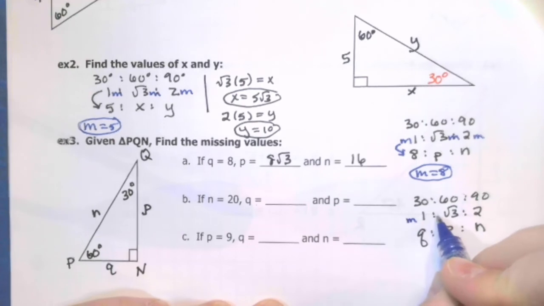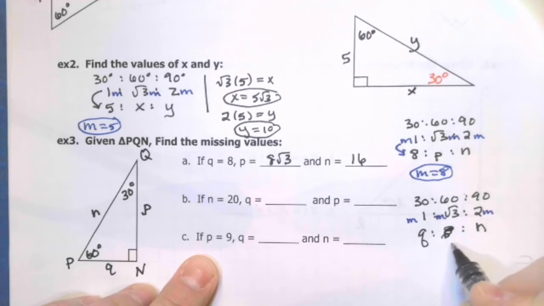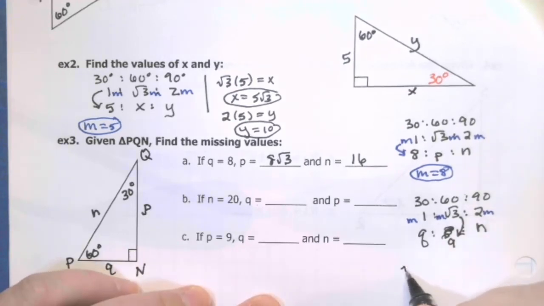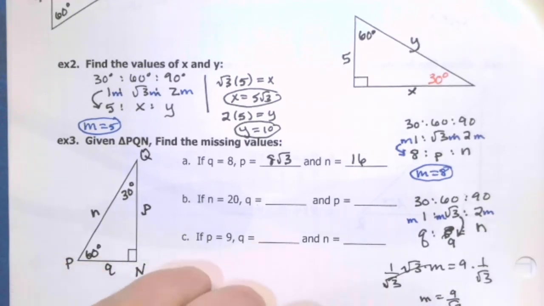All right, looking for the pair that will give us the magic multiplier. They told you P is 9. Oops, I didn't write that in there. So that is going to be our pair. This one you might want to calculate on the side. Radical 3 times m equals 9. So we multiply by 1 over radical 3 on both sides. M equals 9 over radical 3. Rationalize.